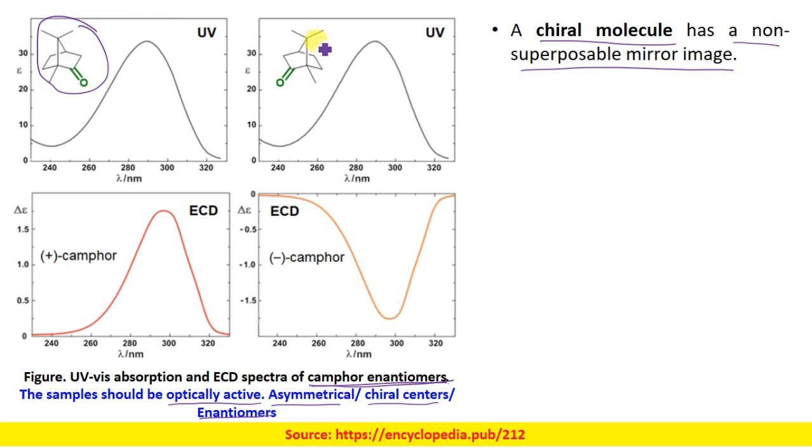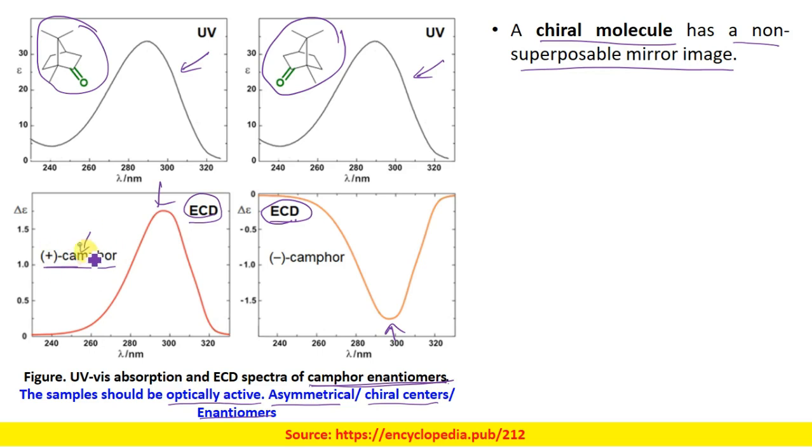Now, if you look into the UV spectra of the camphor enantiomers, both of them have the same molecular chemical formula. And if you see the spectra, both of them give the same spectra. However, in circular dichroism spectroscopy, there is a change in the nature of the spectra. Now, if you look over here, this is plus camphor, meaning dextro-rotatory.